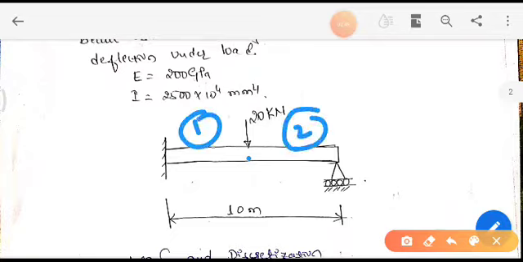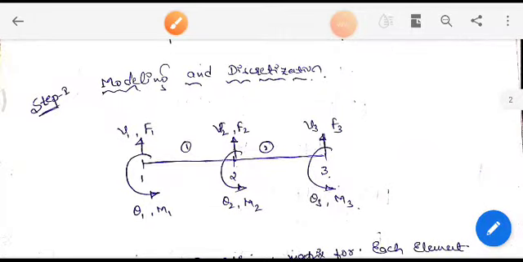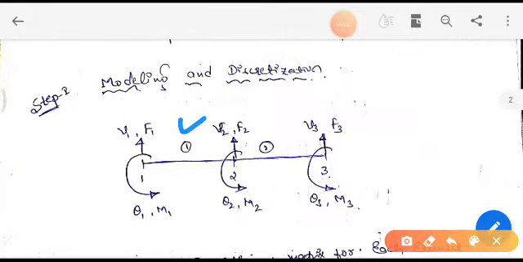Now we need to calculate the stiffness matrix for two elements, and we need to form the global stiffness matrix, then the global force vector, then we need to apply the boundary conditions, then we can get the displacements or deflections under this loading. Here the load is 20 kilonewton and the length of the beam is 10 meter. The first step is modeling and discretization. Here, as I earlier said, we have made two elements.